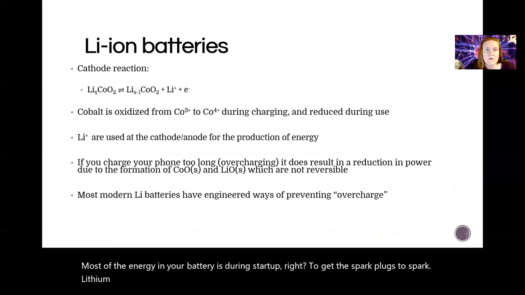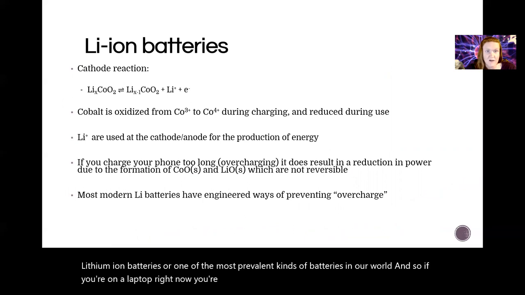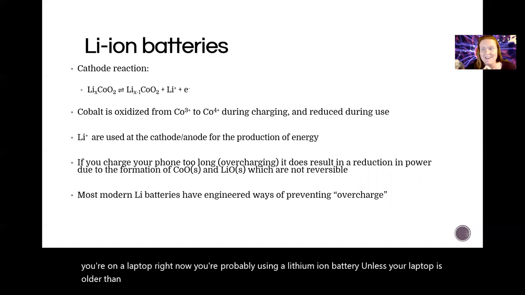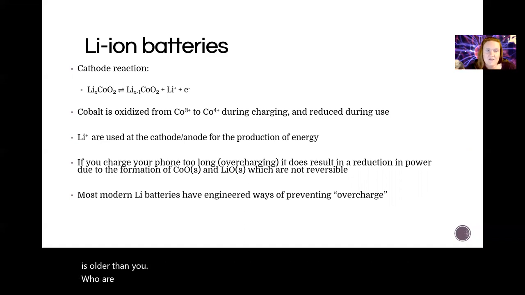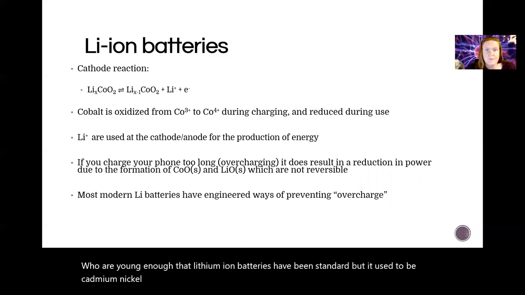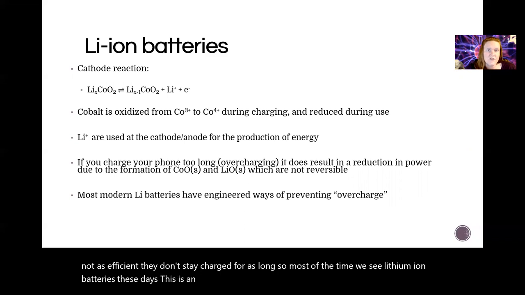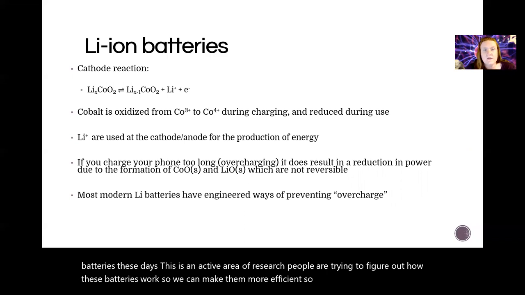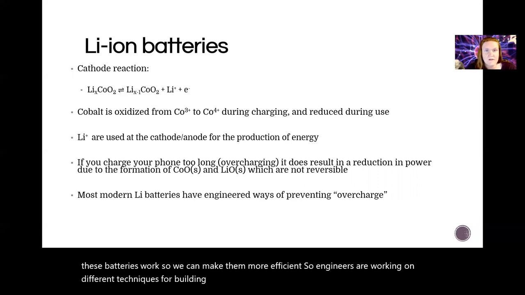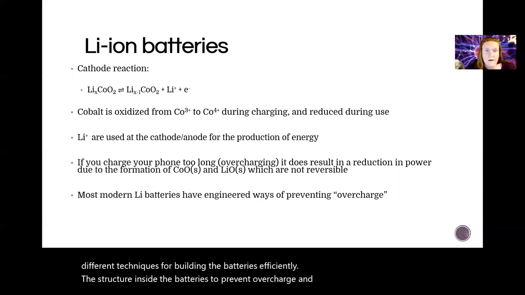Lithium ion batteries are one of the most prevalent kinds of batteries in our world. If you're on a laptop right now, you're probably using a lithium ion battery, unless your laptop is older than you. Most of you are young enough that lithium ion batteries have been standard, but it used to be that cadmium nickel batteries were common in laptops and other small devices like that. They're not as efficient, they don't stay charged for as long, so most of the time we see lithium ion batteries these days. This is an active area of research. People are trying to figure out how these batteries work so we can make them more efficient. Engineers are working on different techniques for building the batteries efficiently, and on the structure inside the batteries to prevent overcharge and battery wear out.